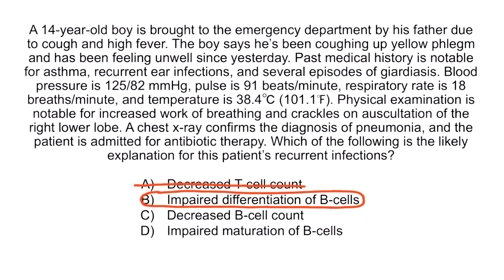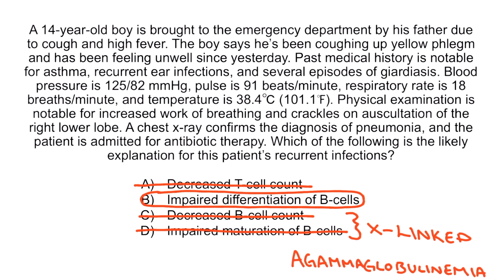Option A, decreased T cell count, is incorrect because patients with common variable immunodeficiency have a normal T cell count. Option C, decreased B cell count, and option D, impaired maturation of B cells, are both incorrect because they are features of X-linked agammaglobulinemia, not common variable immunodeficiency. This concludes our lecture on congenital B-cell immunodeficiencies.